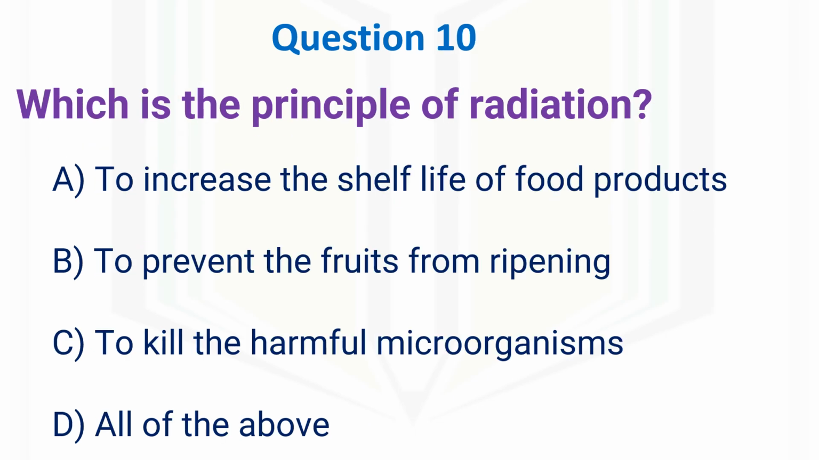Question number 10. Which is the principle of radiation? Options are to increase the shelf life of food, to prevent the fruits from ripening, to kill the harmful microbes, and option D is all of the above. And the correct option is option number D, all of the above.